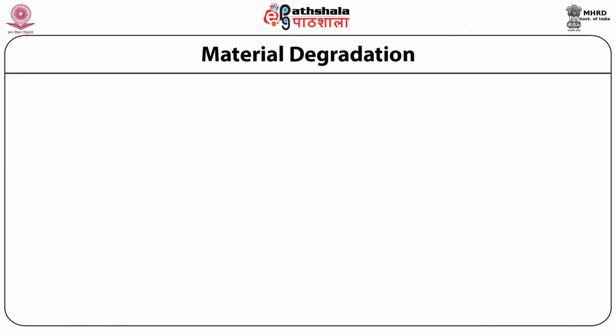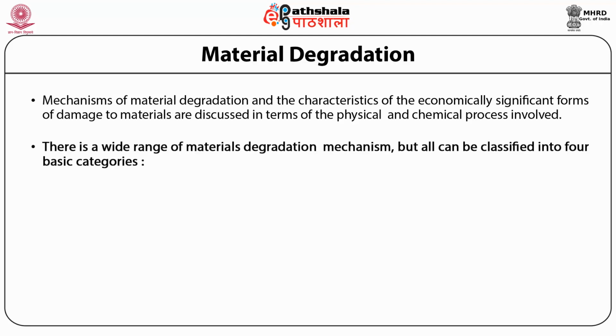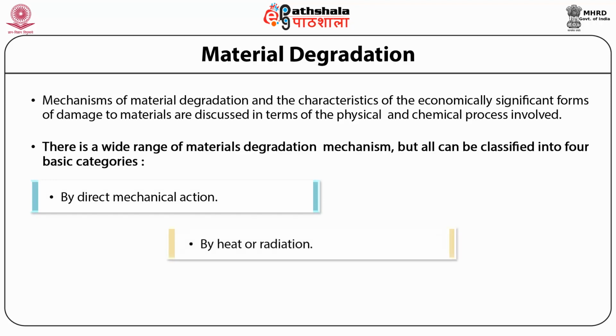Mechanisms of material degradation and the characteristics of the economically significant forms of damage to the materials are discussed in terms of the physical and chemical processes involved. There is a wide range of material degradation mechanisms, but all can be classified into basic categories: first, by direct mechanical action, second, by heat or radiation, and third, by the presence of chemical reagents.